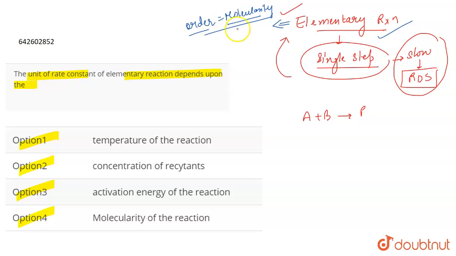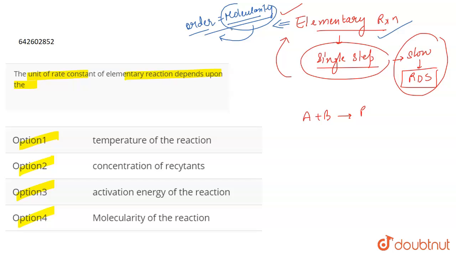Molecularity is the number of reactants that are involved in the reaction. So the number of reactants involved in a reaction becomes equal to the order of the reaction. For example, if two reactants are involved in a reaction, the order of the reaction is going to be 2. That is what is the case for an elementary reaction.